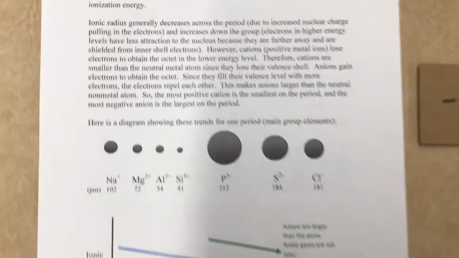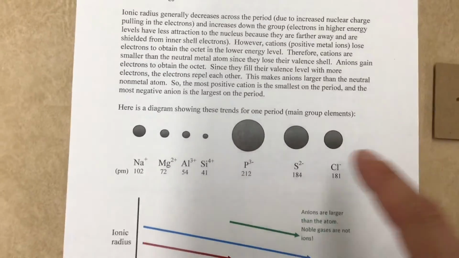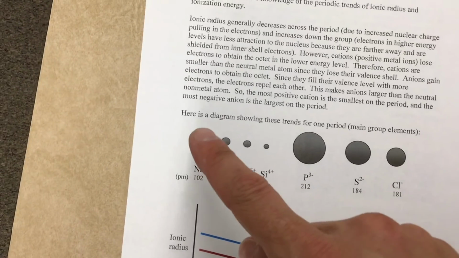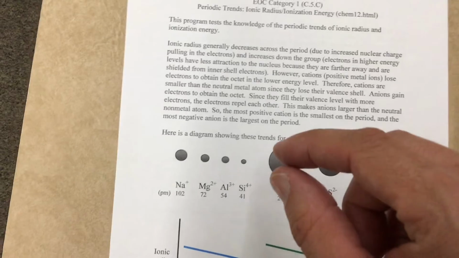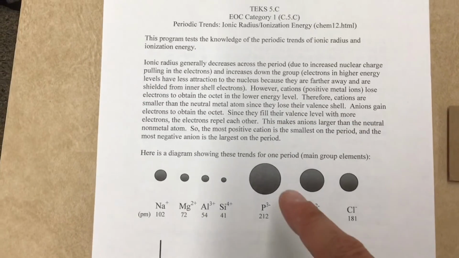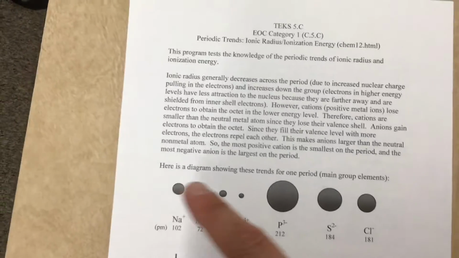Okay, here's another picture. This is a picture I got out of a book somewhere. The ion size decreases for positives, then increases for negatives, with a general trend going downward. So you can see how the negatives are bigger than the positives.